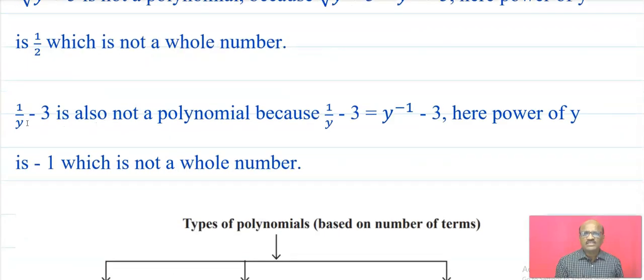What about the next? 1 upon y minus 3 is also not a polynomial. 1 upon y is written as y raised to minus 1, and minus 1 is also not a whole number, and therefore 1 upon y minus 3 is not a polynomial.